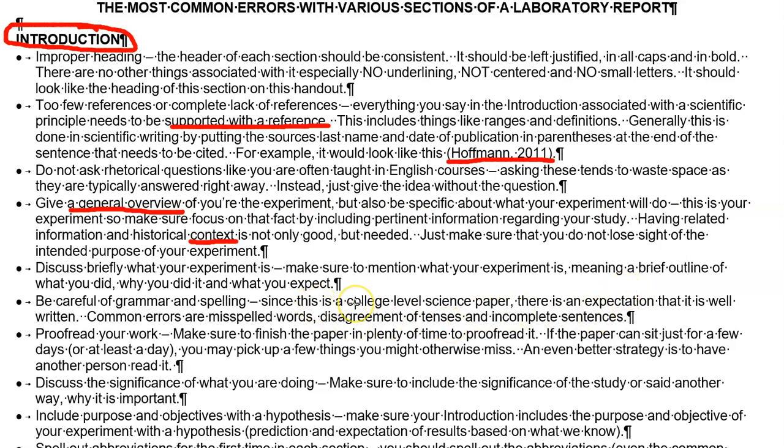Be careful of spelling and grammar. This is a college level science paper. The expectation is it's well written. Common errors are misspelled words, disagreement of tenses, incomplete sentences, things like that. Proofread your work. This is a good thing to remember. Make sure to finish the paper in plenty of time to proofread it.